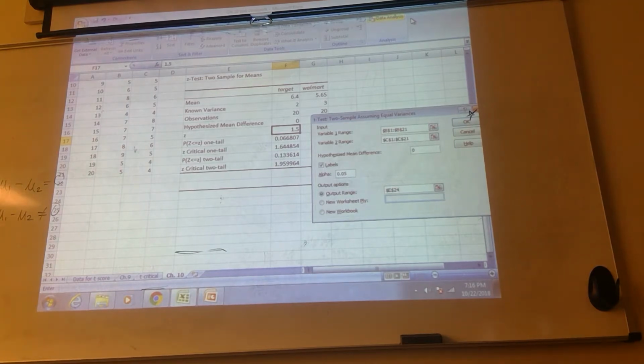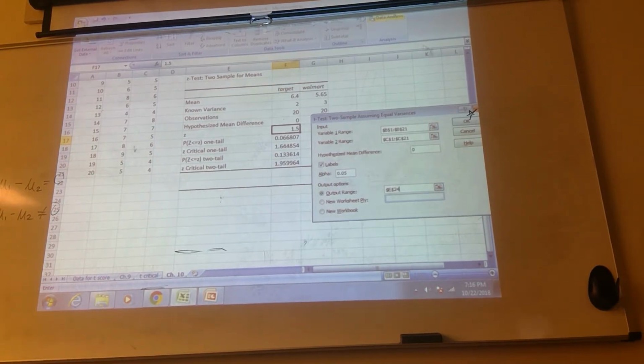Did I hit okay? No, one second. So again, we're going to select Target and Walmart. You have to set both of them. Variable 1 range is Target, variable 2 range is Walmart. Hypothesized mean difference should be 0. Make sure you click the labels.